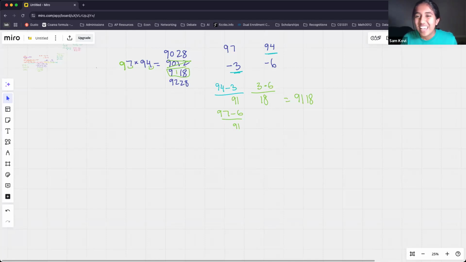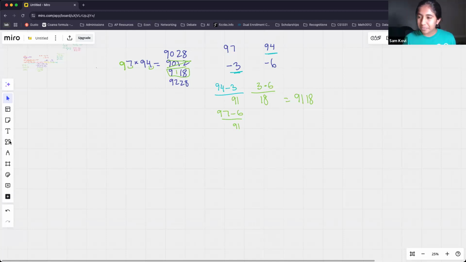Samanvi asks, do you have to multiply to 100 or any number close, like 80? You always have to go to 100. You never look at the difference from 97 to 80. You always look at 97 to 100. Okay, awesome. So these are our last questions. Let's take a look at this proof, and then we'll do a couple more practices.